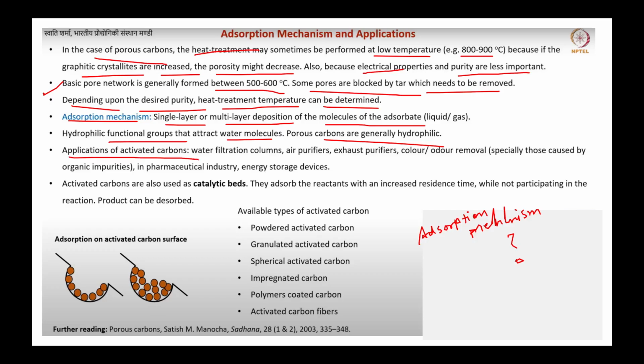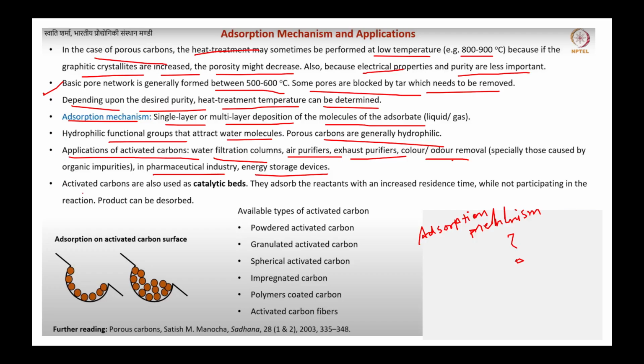Now, the applications of these carbons: we can use them in water filtration columns, as air purifiers, in exhaust purifiers, colors. Why? Because it has porosity, so these properties can be used. Odor removal, especially those caused by organic impurities. In pharmaceutical industries, and in energy storage devices. So these are the application areas where you can use the adsorption mechanism.